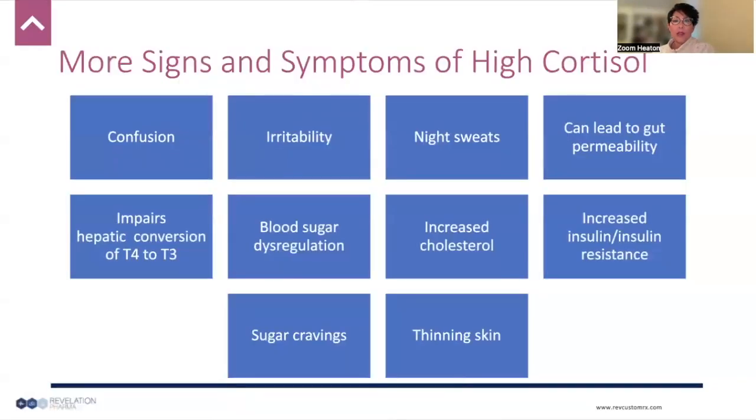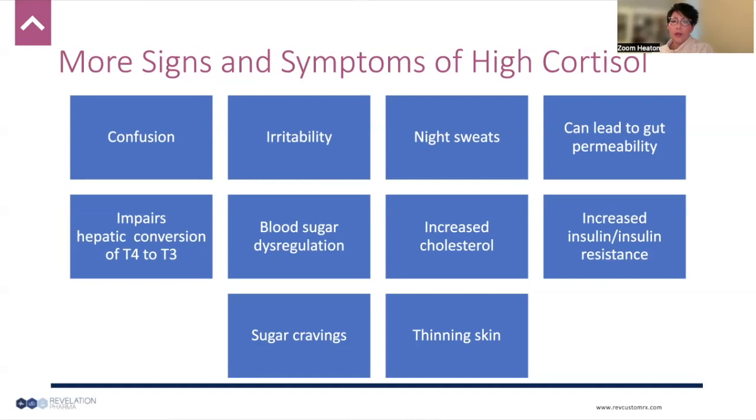Some more signs of high cortisol: confusion, irritability, night sweats. With night sweats, it's really interesting because low progesterone or even low estrogen levels can create night sweats. So a lot of times when women come in, I always dig into their adrenal symptoms and see what kind of stress level they have at that point, because a lot of times night sweats can be due to too much cortisol.